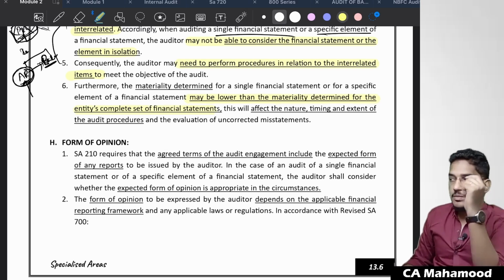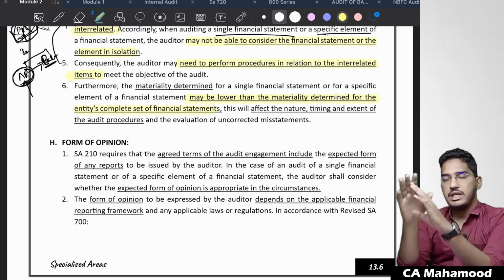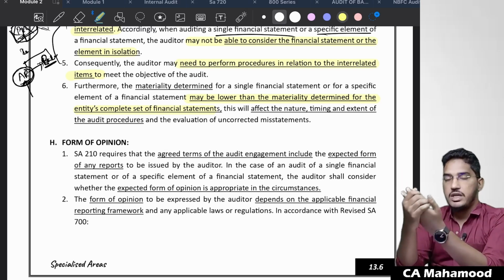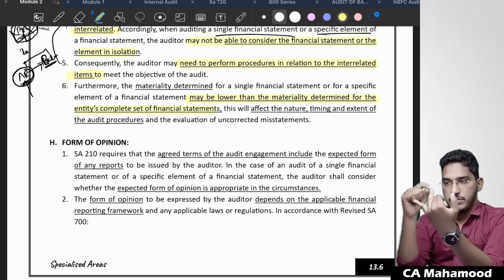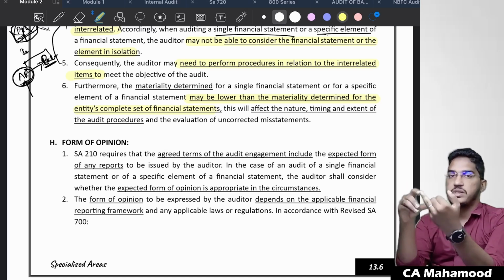So as I've told, when you are conducting an audit of a complete set of financial statements, you will determine materiality keeping in mind the entire financial statement. If you are conducting an audit of a specific financial statement or a single element, then what is material and what is not material, you will decide only from the perspective of that single financial statement or specific element.